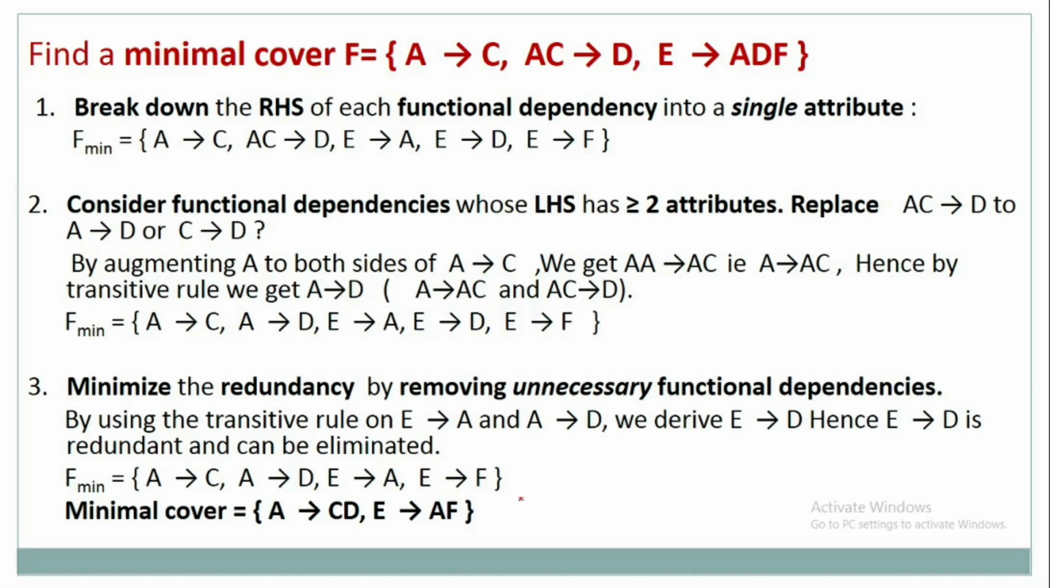Okay. Yes, we have one more problem here. Find a minimal cover. F is equal to A determines C, AC determines D, and E determines ADF. Based on the first step, we need to break the right hand side. Here the right hand side is C as it is. Here the right hand side is D. And here the right hand side is ADF. So we need to convert it to E determines A, E determines D, and E determines F, like what we have done over here. Same way.